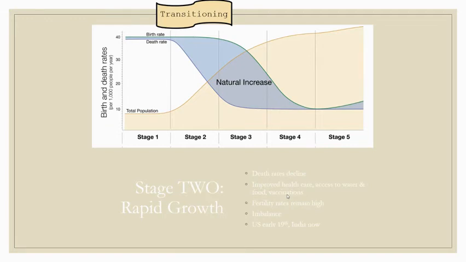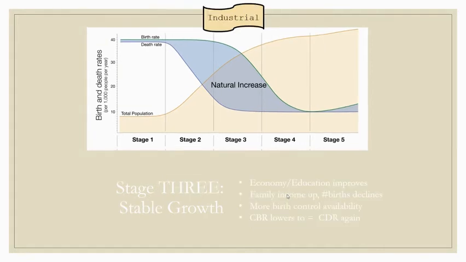There's rapid growth. You can see the population growing rapidly in stage two. Fertility rates are high, but there's better healthcare, access to food and water, and vaccinations. This was the US in the early 19th century, and you might consider India to be like this now. Stage three, the industrial stage, family income goes up and birth numbers decline. There's better education, better economy, and more availability of birth control.